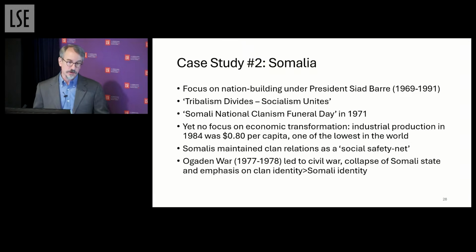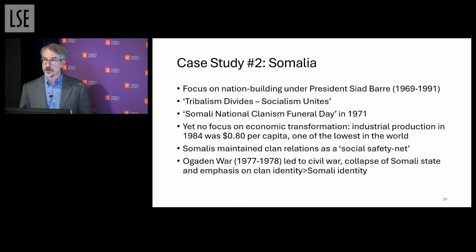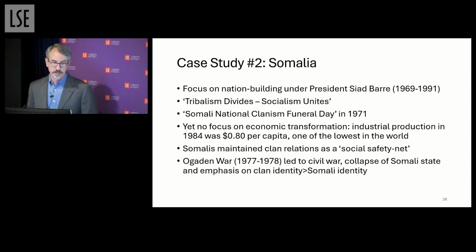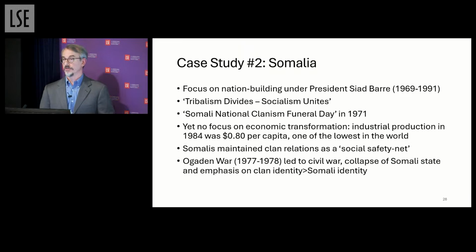And then what happened is when things started spiraling out of control in Somalia, we got this interstate war with Ethiopia, which led to civil war and the collapse of the Somali state in the 1990s. And still today, we talk about clan identity being extremely important in Somali politics, whether in Somaliland or in Somalia. So that's a case study where we have attempts at nation building, but we don't get industrialization, and therefore we don't get a very strong sense of national identity.